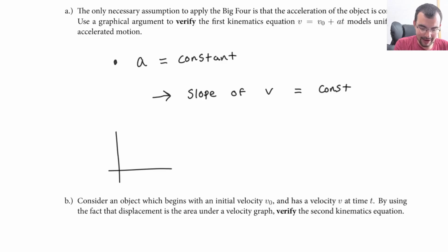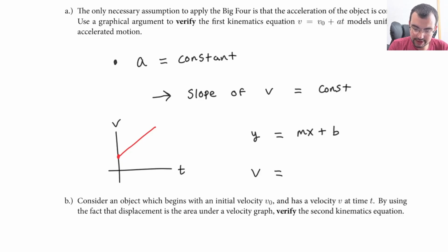So if we look at a graph of velocity as a function of time, all we know is that the slope is constant. We know nothing about where the velocity starts, so we can just give it some arbitrary starting value, but we do know that it has constant slope, which is equal to acceleration. As a result, it's a straight line, so we can model the velocity function as y equals mx plus b. What are we modeling? We're modeling the velocity. What is the slope? The slope is the rate of change, which is a in this case.